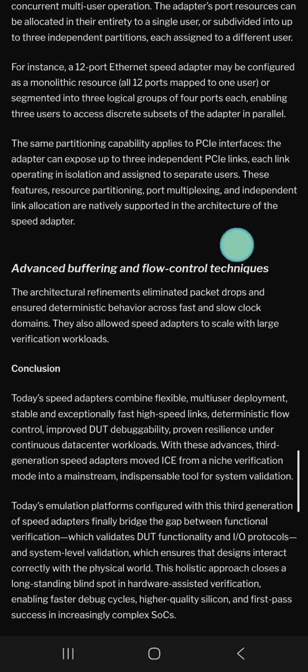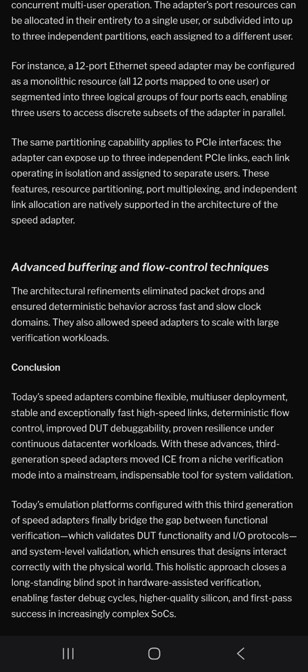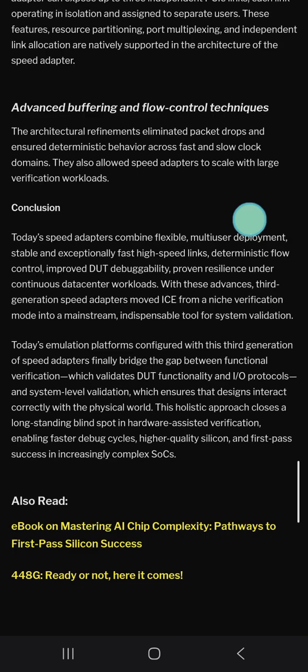Advanced buffering and flow control techniques. This architectural refinement eliminates packet drops and ensures deterministic behavior across the fast and slow clock domains. It also allows the speed adapter to scale with a large verification workload.